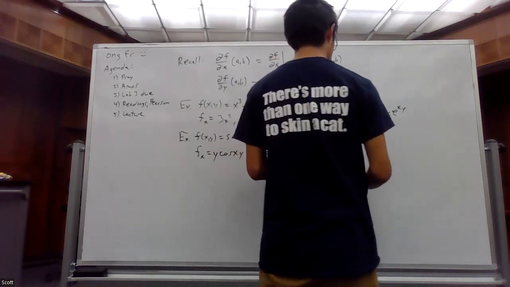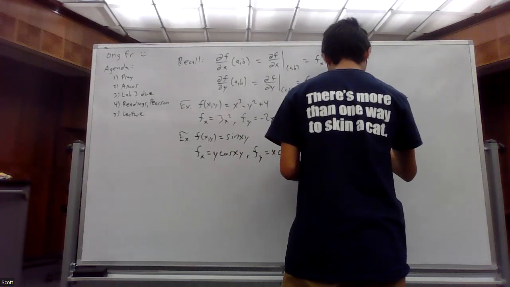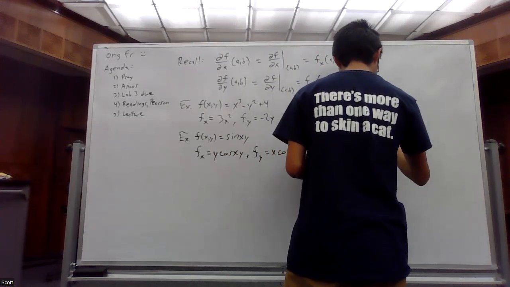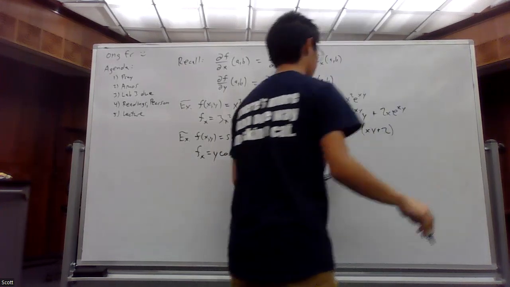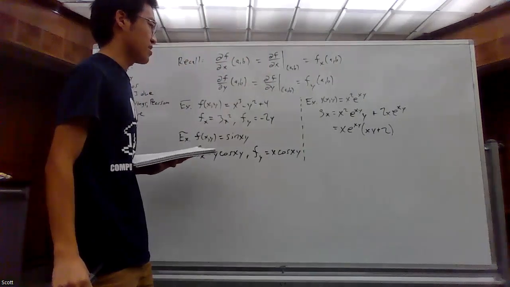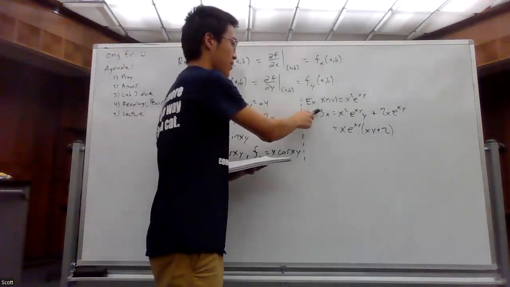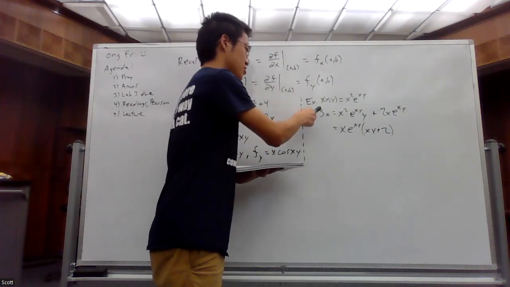And we can make this look less horrible. This is just x e to the xy multiplied by xy plus 2. That would be how you would want to represent the partial derivative of g with respect to x, or just gx.